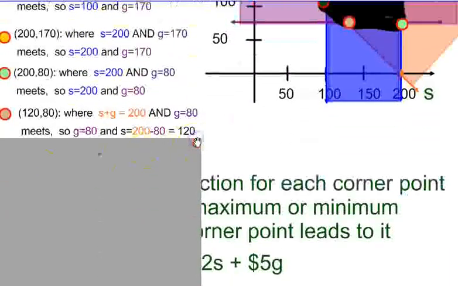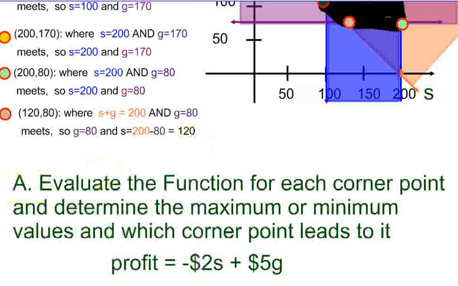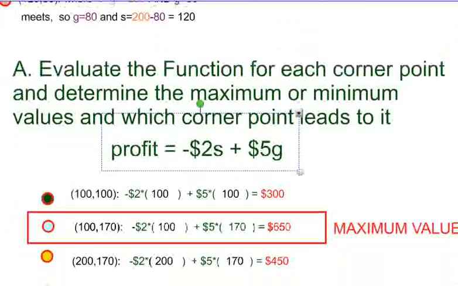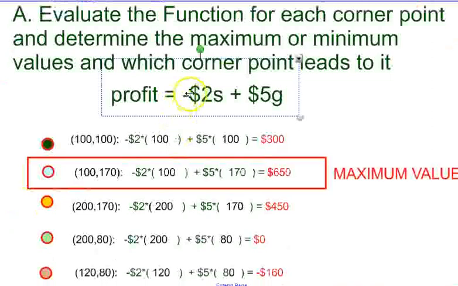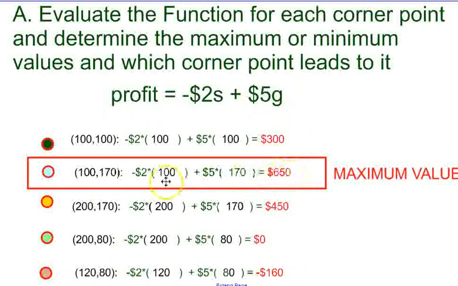Okay? And we keep doing that, and now we have our corner points. And the next step is to evaluate the function. In this case, it's our profit function for each of these corner points, and figure out which of these corner points leads to the highest profit value in this particular problem. So for each of the points, we included their S coordinate and their G coordinate and got a profit. And the one that produced the largest profit was this point, 100 and 170. And that's our solution.